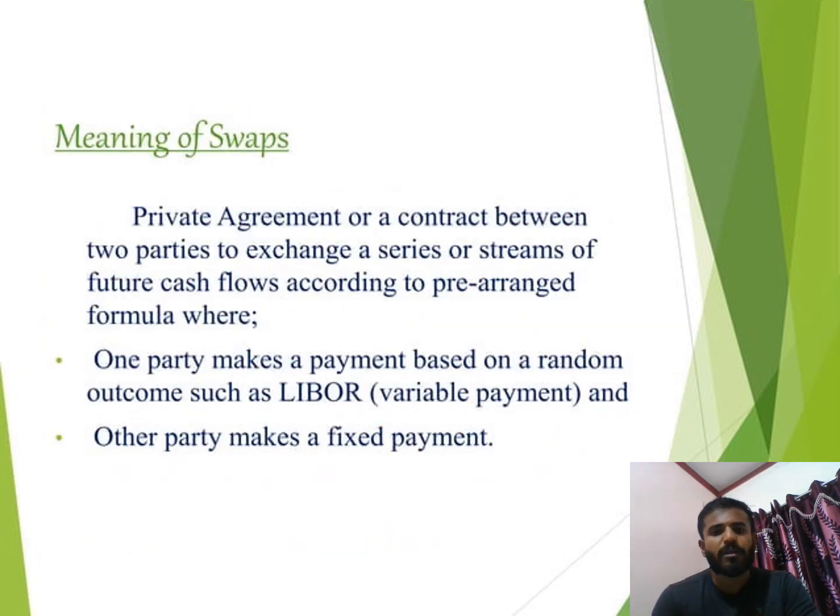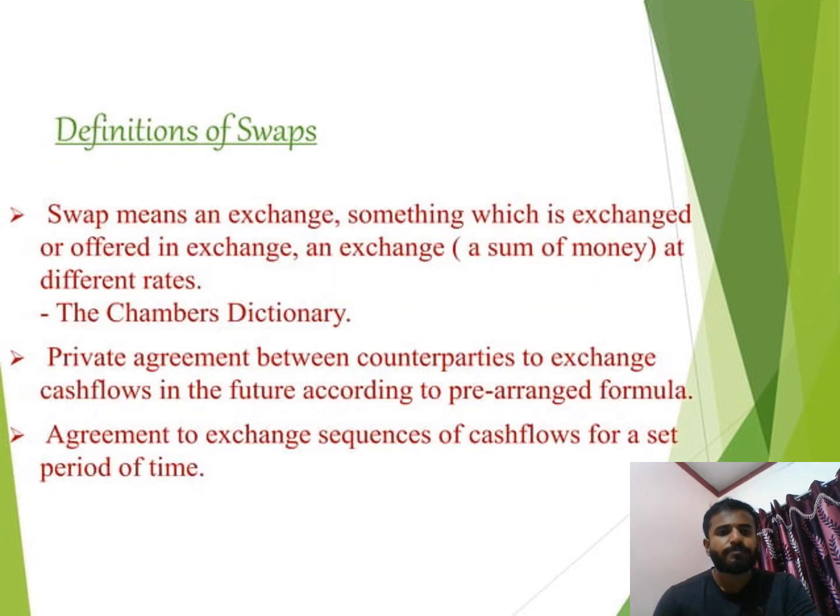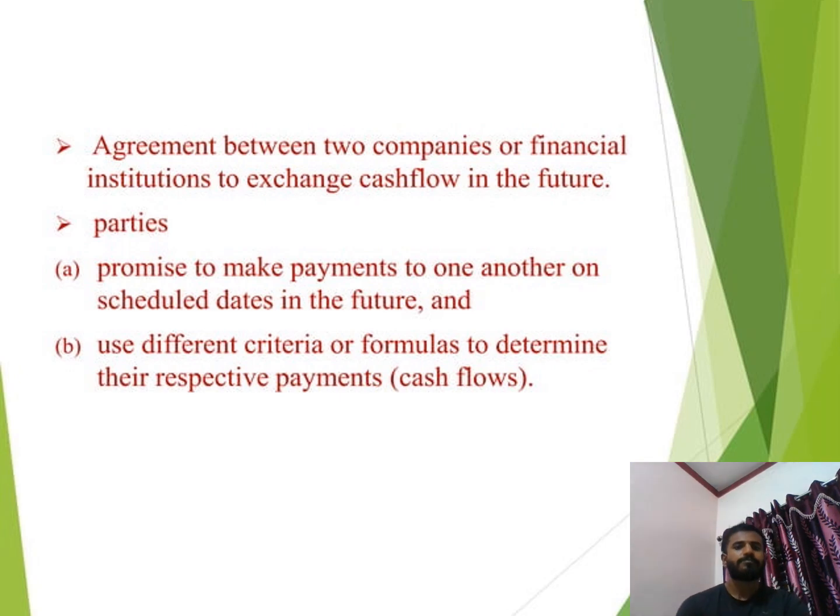Let us know the meaning of swaps. A private agreement or a contract between two parties to exchange a stream of future cash flows according to a pre-arranged formula, where one party makes a payment based on a random outcome such as a LIBOR variable payment, and the other party a fixed payment. Swap means the exchange of something, and offer and exchange of sums of money at different rates. It is a private agreement between counterparties to exchange cash flow in the future according to a pre-arranged formula. It is an agreement to exchange a sequence of cash flows for a set period of time. It is an agreement between two companies or financial institutions to exchange cash flows in the future. It is a promise to make payments to one another on scheduled dates in the future, and to use different criteria or formulas to determine their respective cash flow payments.